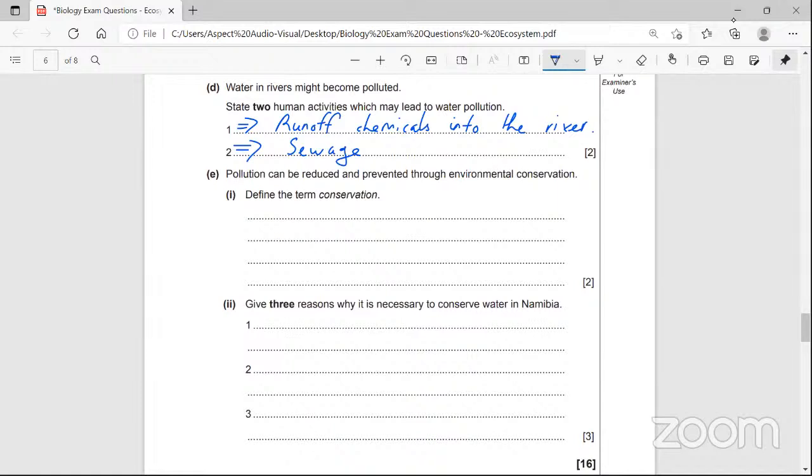Right. What is conservation? You can tell me what conservation is. Yes. What is conservation?